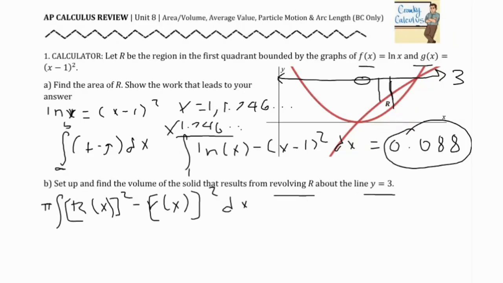So setting up the integral, we would have pi and then 1 to 1.746. We still use the same exact intersection points. Big R here would be this little section. That distance would be 3 minus x minus 1 squared, because it's the distance from this line to the point at x minus 1 squared. So let's write that down.